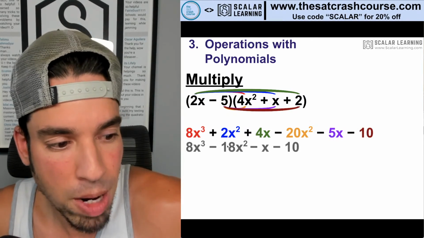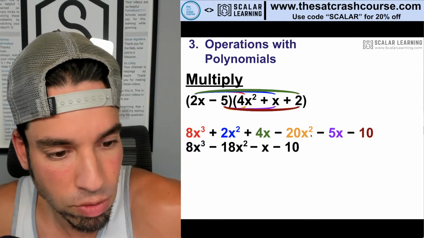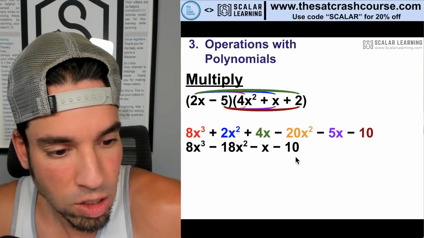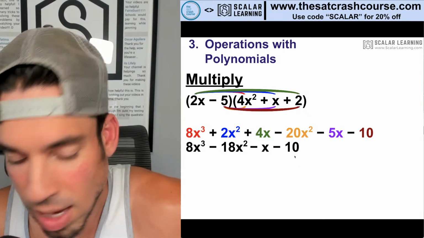Now we're going to combine all the like terms. 2 and negative 20 is negative 18. 4x and negative 5x is negative x. And these two on the end have no like terms. That's how you do it.